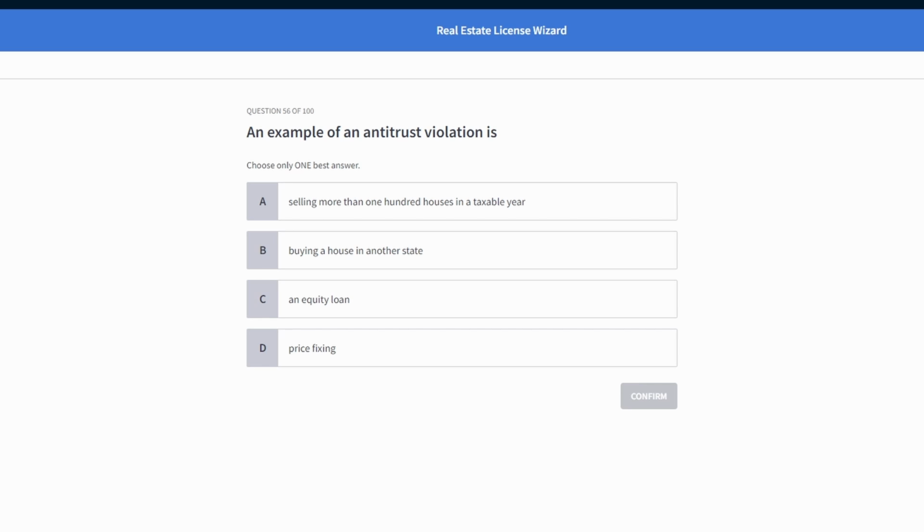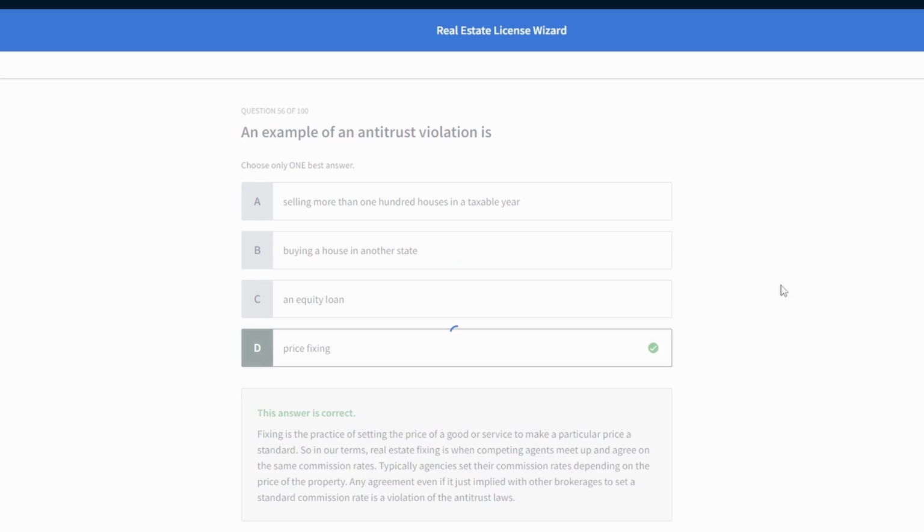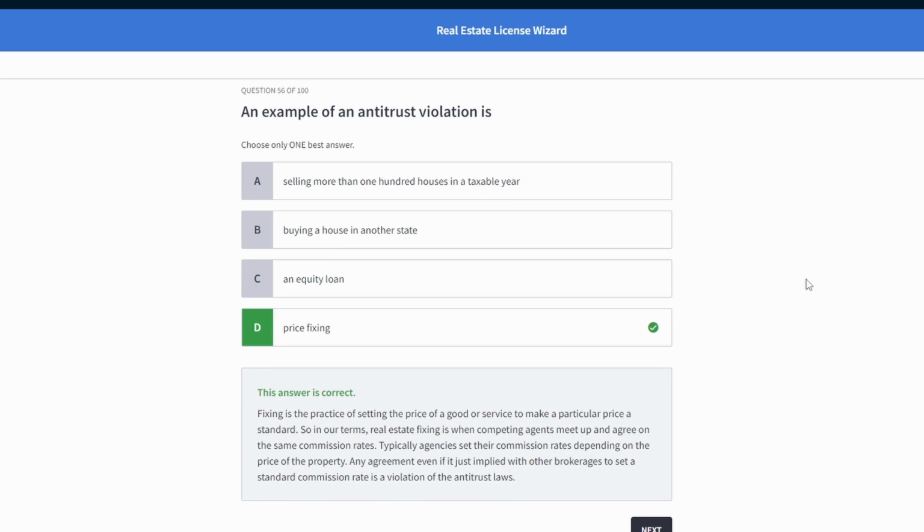Alrighty, so what's the answer for this one? Well, it is D, price fixing. We did talk about that a little bit, I think, in the first video, just those antitrust violations. Price fixing is the practice of setting the price of a good or service to make a particular price a standard. In real estate terms, price fixing is when competing agents meet up and agree to the same commission rates. Any agreement, even if it's just implied, is a violation of antitrust laws. So you need to be aware of that.